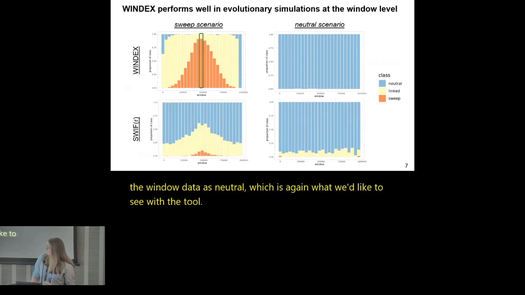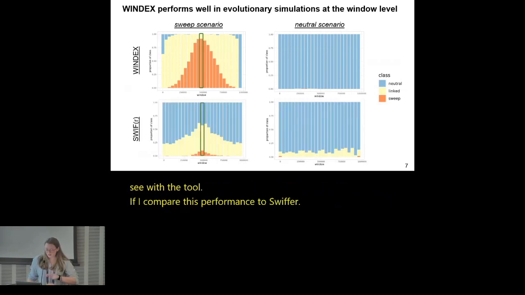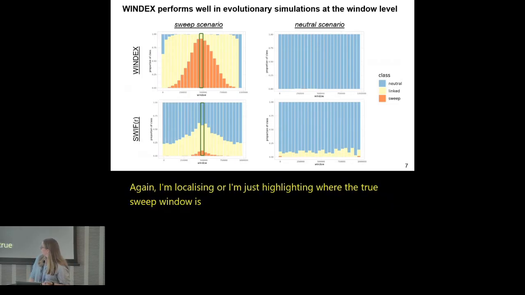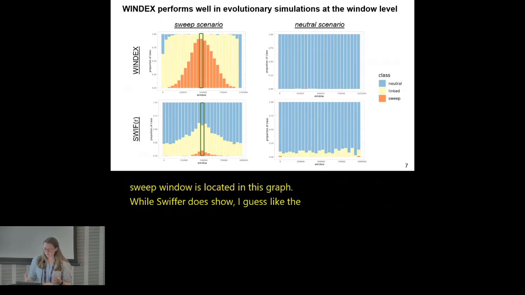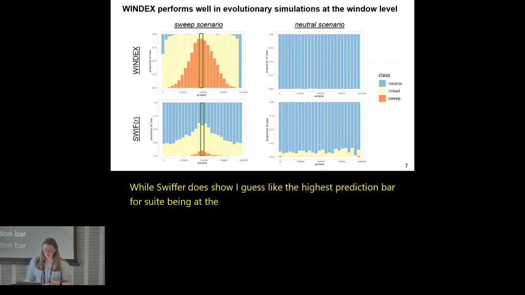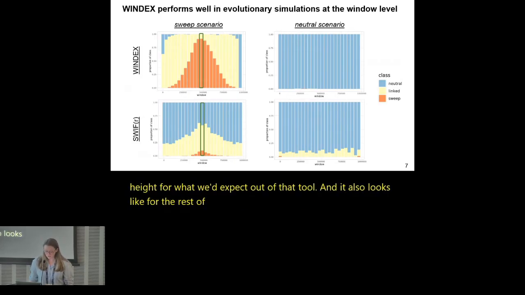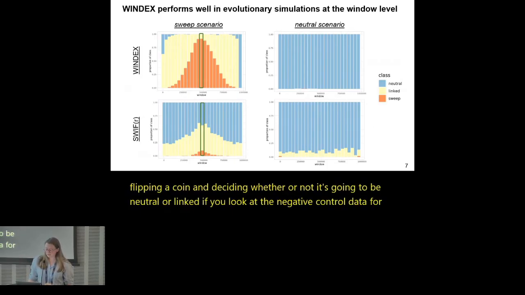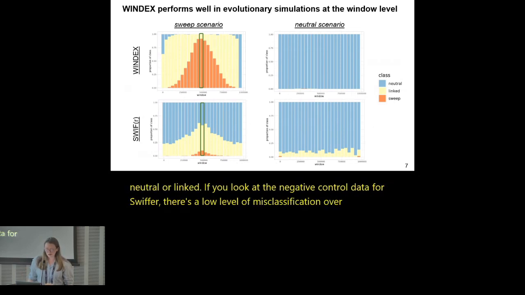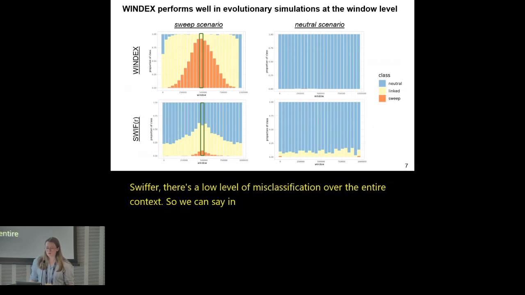If I compare this performance to Swiffer, again, I'm just highlighting where the true sweep window is located in this graph. While Swiffer does show, I guess, the highest prediction bar for sweep being at the right position, it's still a pretty low height for what we'd expect out of that tool. And it also looks like for the rest of the window positions, you're basically flipping a coin and deciding whether or not it's going to be neutral or linked. If you look at the negative control data for Swiffer, there's a low level of misclassification over the entire config. So we can say in general, WINDEX is outperforming Swiffer in this scenario.